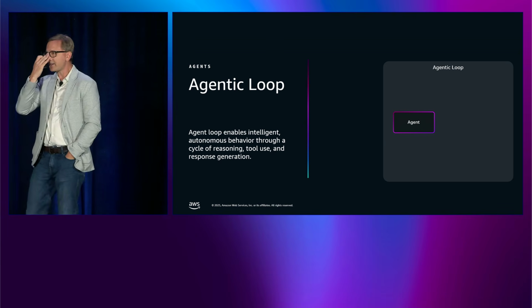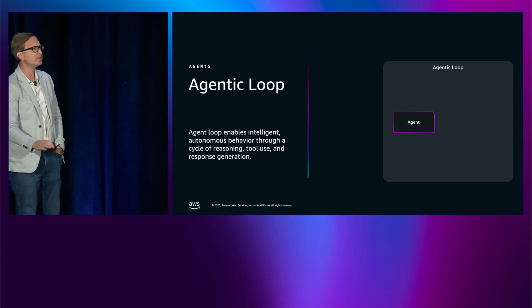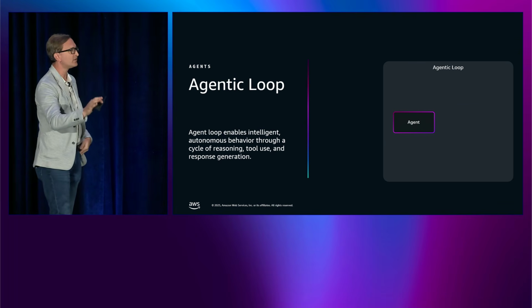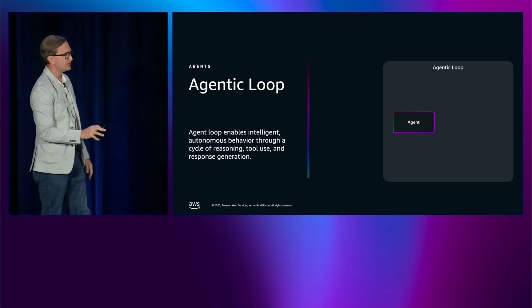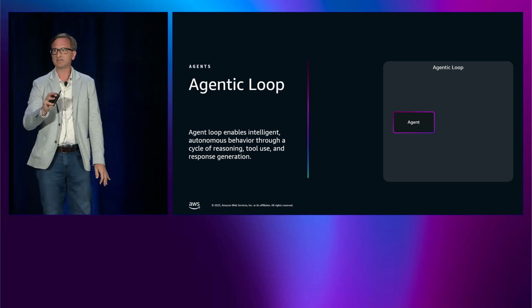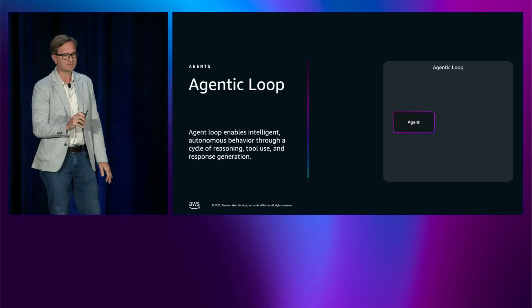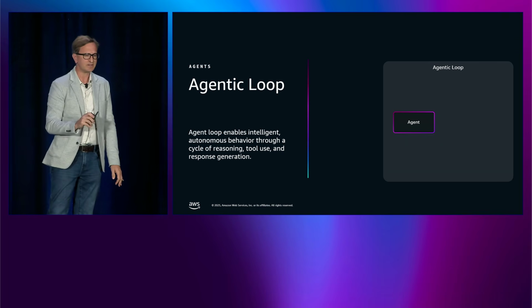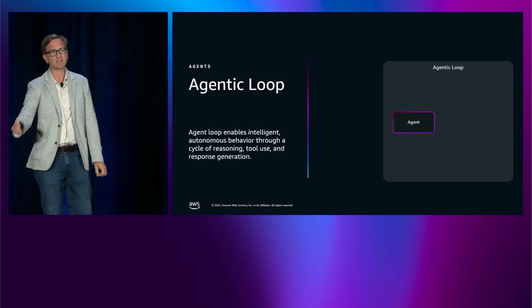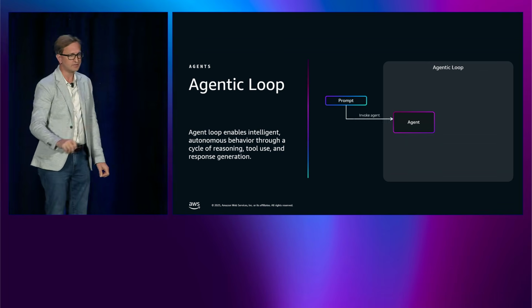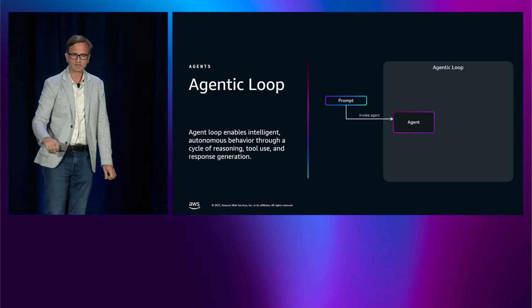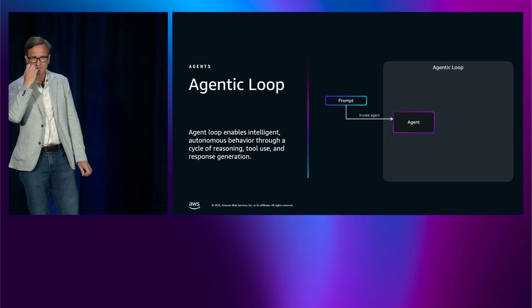So how does this actually work under the hood? Well, everything with agents works with what's called an agentic loop. An agentic loop is a piece of software, a deterministic piece of software. It enables those intelligent, autonomous behaviors through this cycle of reasoning, tool use, and response generation. So a prompt comes inside of this agentic loop.